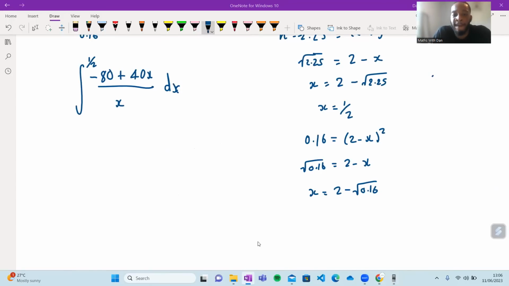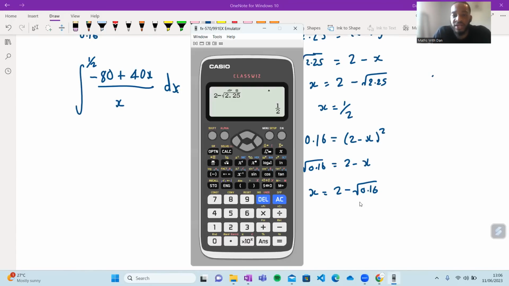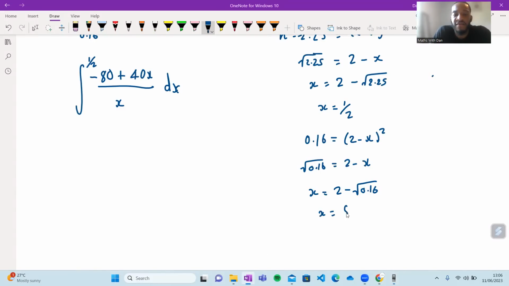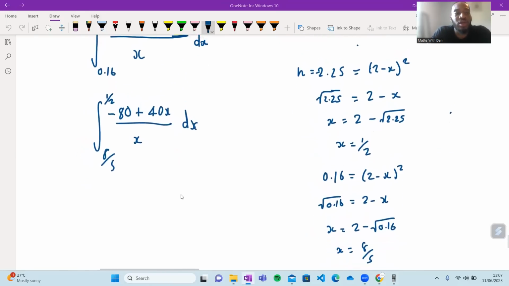Okay. So putting this in now, this will give us 2 minus the square root of 0.16. And this gives us 8 over 5. So x equals 8 over 5. So now we've fully transformed it all in terms of x. Now we're just going to integrate.